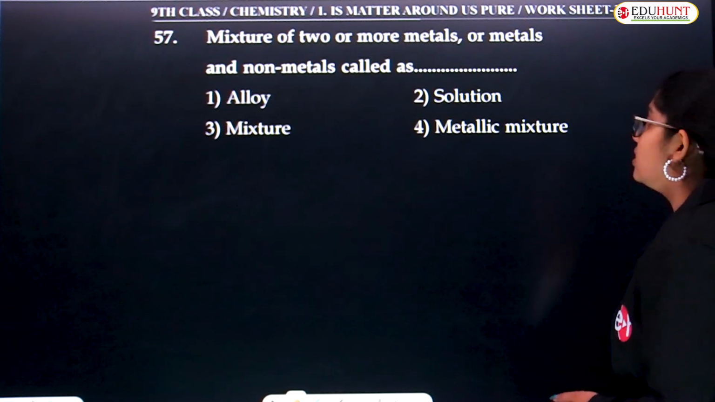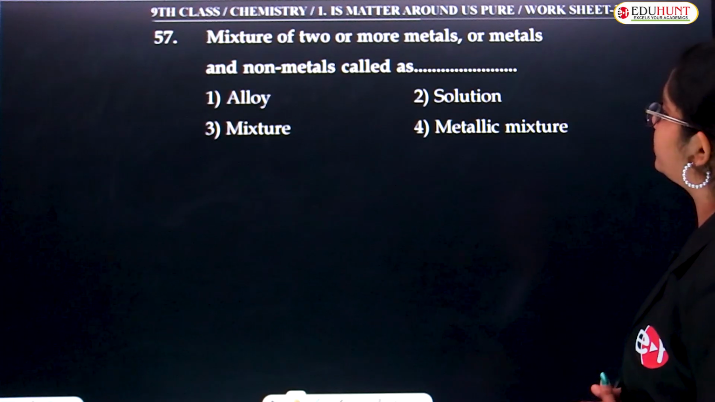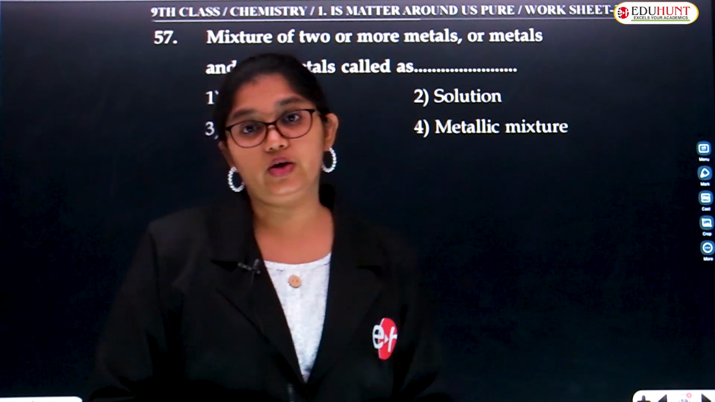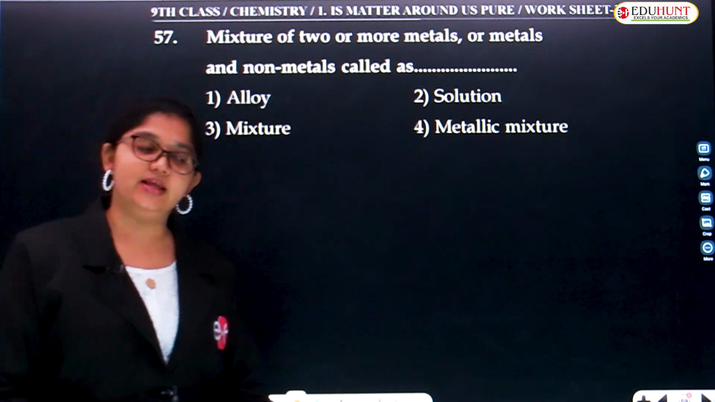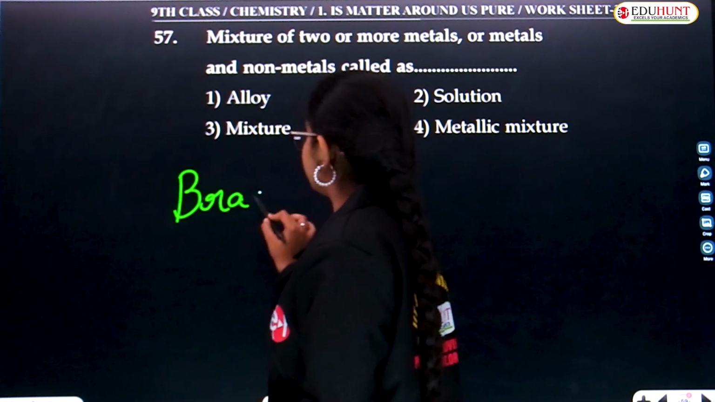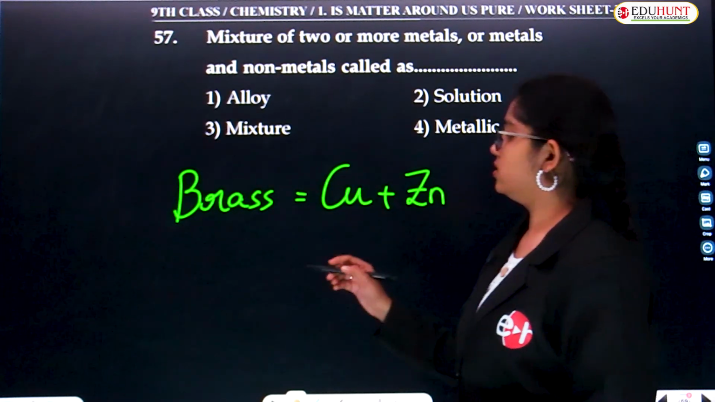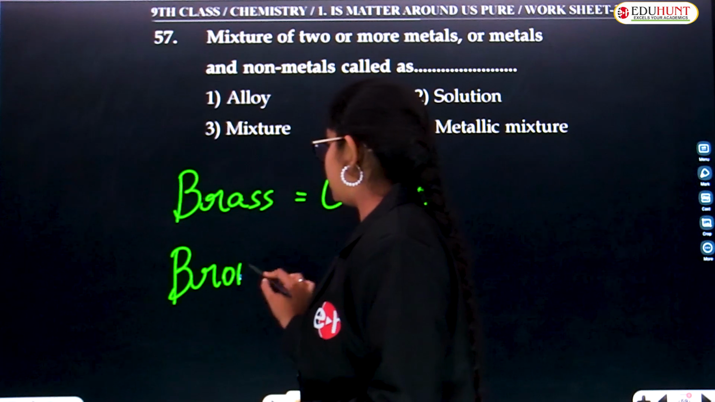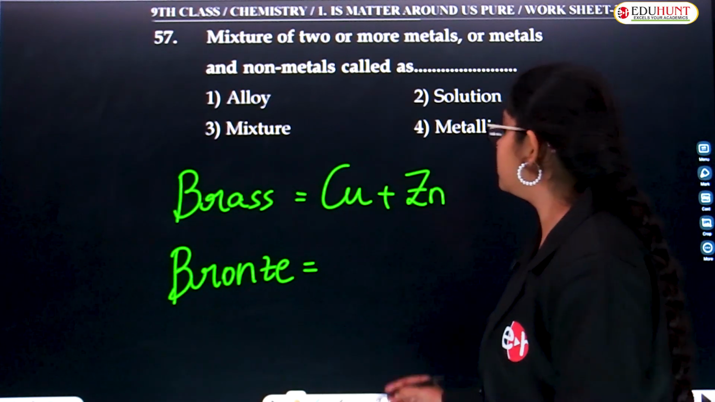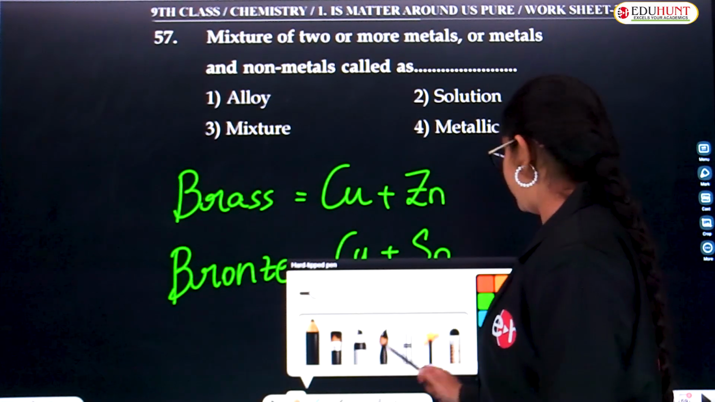Good. Question number 57. A mixture of two or more metals, or metals and non-metals, is called as. Children, just tell me what we call a mixture of two or more metals. For example, let's take brass, bronze. You know brass? Brass is a mixture of copper plus zinc, right? So we also have bronze. Bronze metal istar kada, third place vastayi, gold, silver, bronze. So bronze is a mixture of copper plus tin. Write the names.